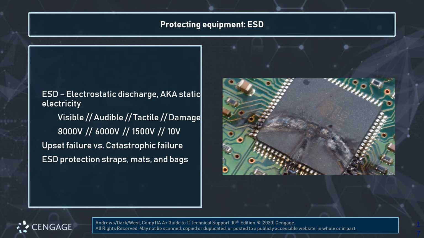Another thing I want to talk about here is the difference between an upset failure and a catastrophic failure. An upset failure is where we have something that's just kind of a hiccup. Let's say that we have a power surge and the computer shuts down. Well, we boot it back up, everything's fine. That was a minor incident. It was an inconvenience more than anything.